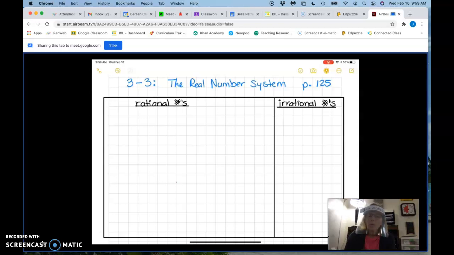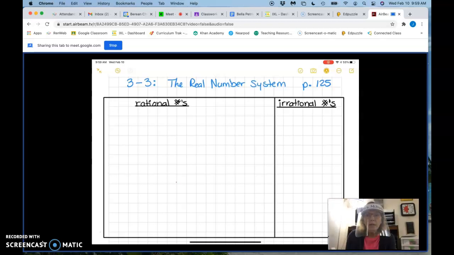So I wanted to first explain what rational and irrational mean, like in life, and then that might help you understand it better in math. So rational means that you could talk to somebody, you could reason with them, you could explain something to them, and they'd be like, oh, okay, that makes sense. All right? So rational numbers, I kind of think, are like that. They kind of make more sense.